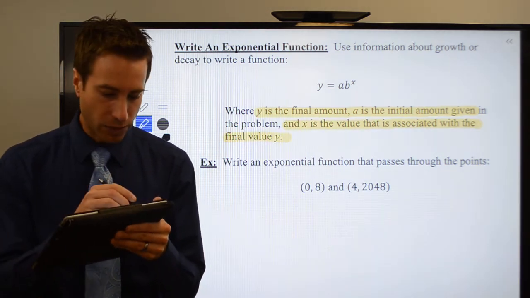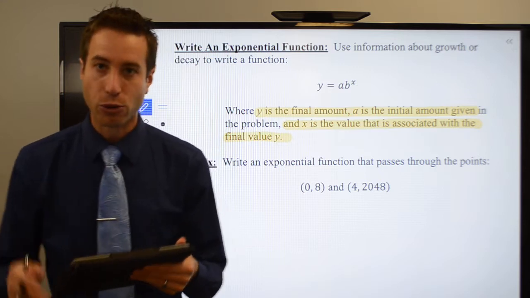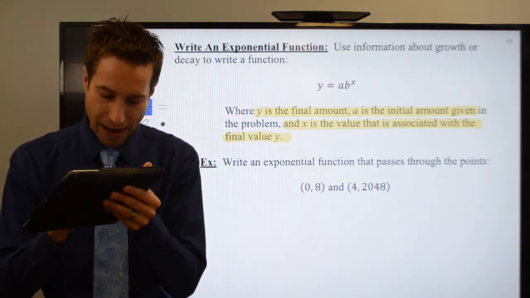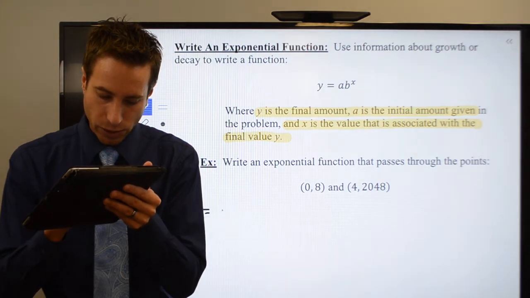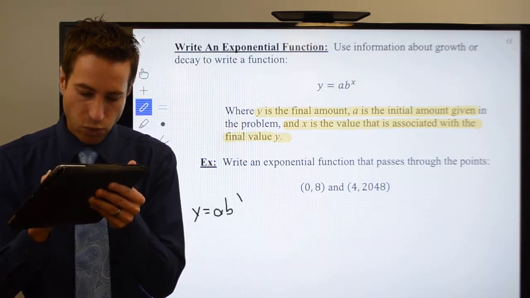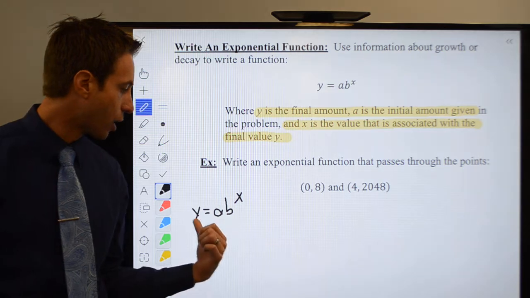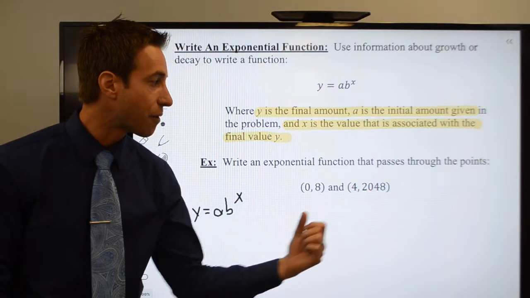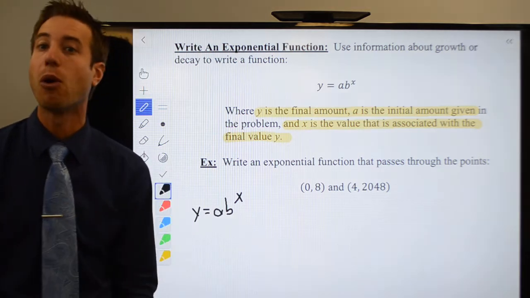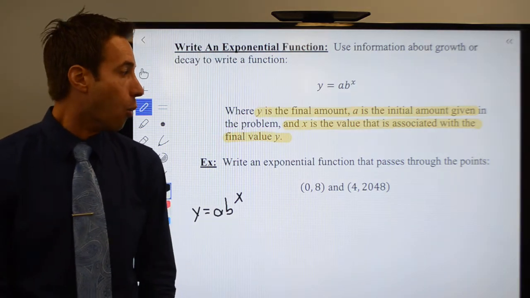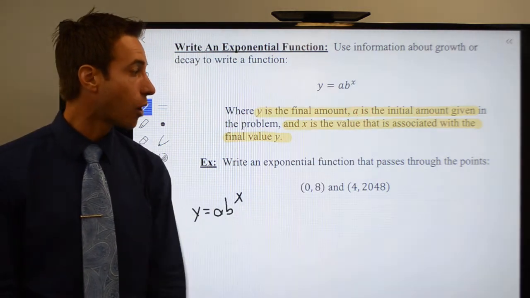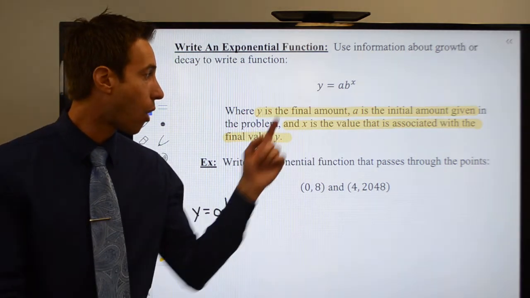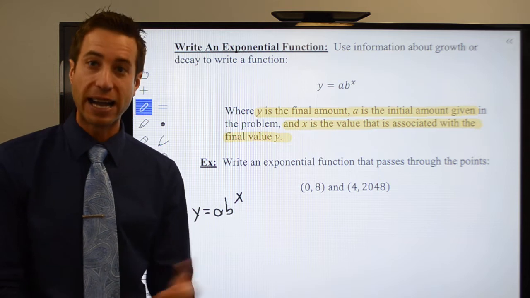All right, so here we go. Let's just jump right into one of these, and we'll show you how it works. Remember, we're going to be using our general formula, so I'll have y equals a b raised to the x power. Now all I've got to do is take the information that I'm given and figure out what goes where. Well, I told you that a is always the initial amount, and y is always going to be the final amount.